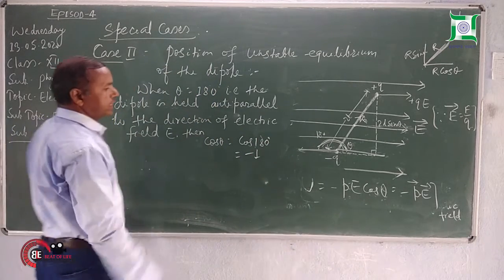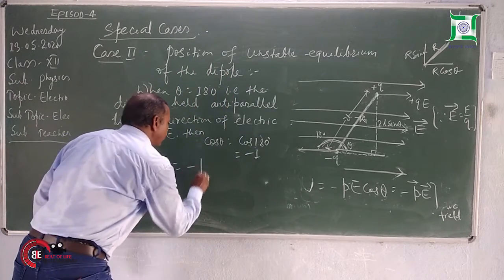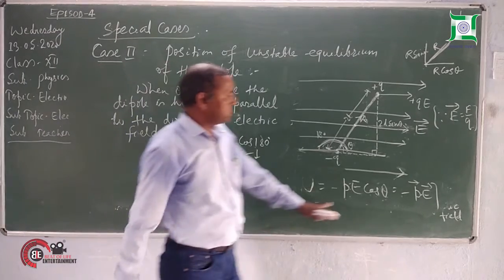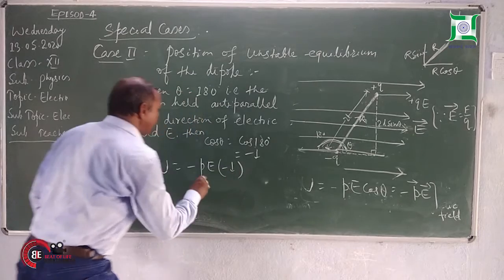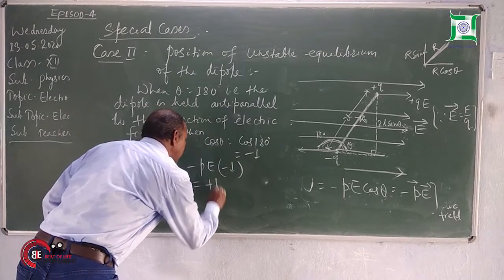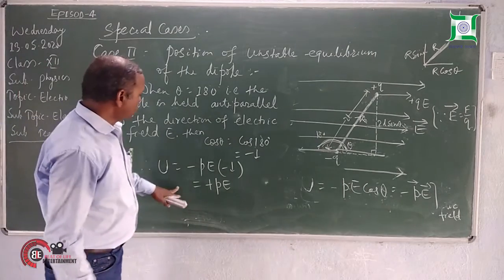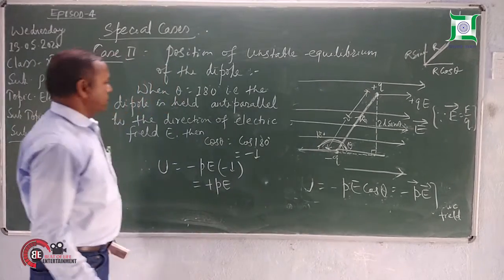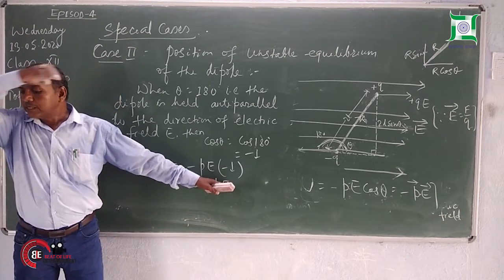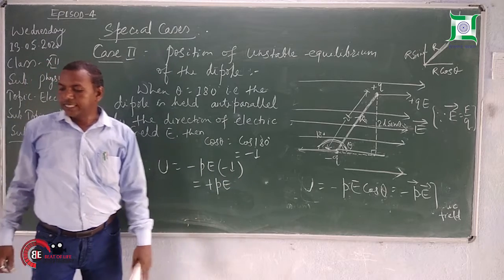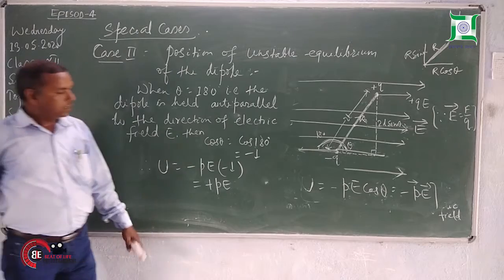So the value of electric potential energy will be U equal to minus PE cos theta, and cos theta is equal to cos 180 degree, whose value is -1. So it will be equal to plus PE, and this gives the maximum potential energy. This value of plus PE gives the maximum value of electric potential energy of the dipole.